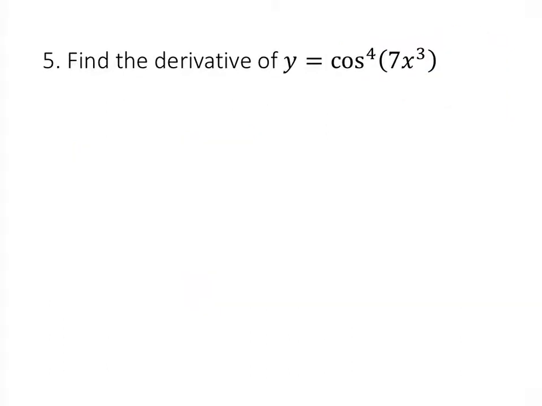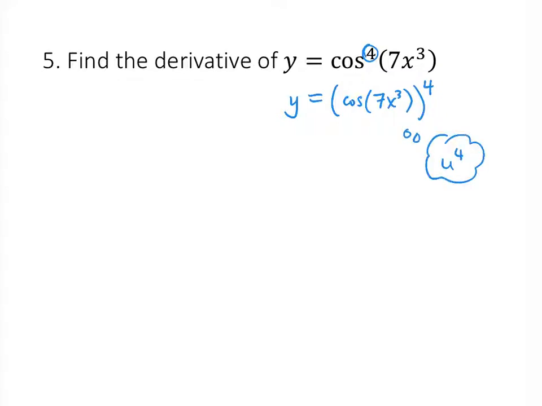Now we've got cosine to the 4th of 7x cubed, and my advice here is, because this exponential notation is a little bit confusing, let's just rewrite this function. We're not taking any derivatives yet. We're just going to rewrite it in a more easy to understand notation, which is cosine of 7x cubed, all raised to the 4th power. When we do that, that makes it easier to recognize that the last operation here is raising to the 4th power.